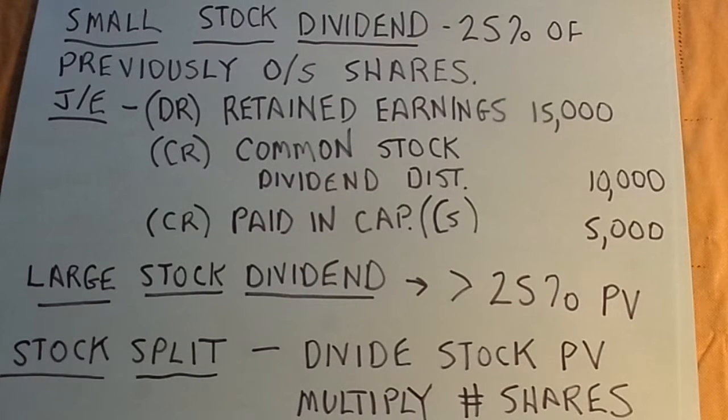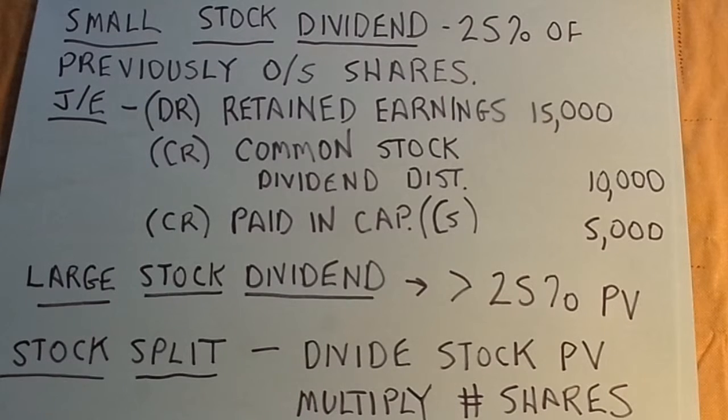the journal entry is to capitalize retained earnings, is the term often used. So capitalize retained earnings for the market value of the shares. So we wind up with a debit to retained earnings, in this case $15,000, a credit to common stock dividend distributable of $5,000, if indeed we haven't provided the stock yet. Otherwise, it would just be common stock that we credited. And then, for anything above par value, we're going to credit paid-in capital in excess of common stock.